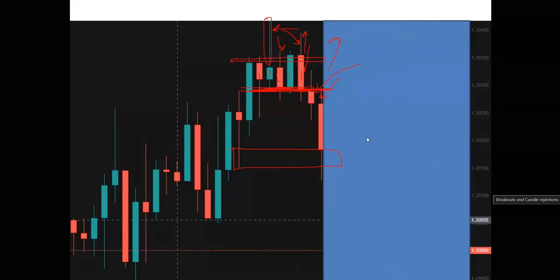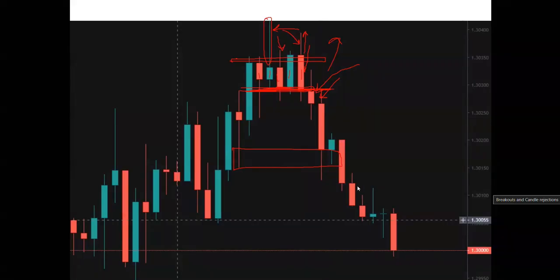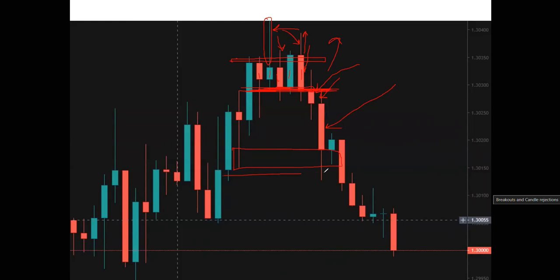Let's see what happens next. Oh, okay, yeah. We continue to move down, right? So again, we had this big candle move. Big candle move means a lot of volume in the market, right? So you eventually caught the big candle move down. When you caught this move down, it moved all the way down here to support.